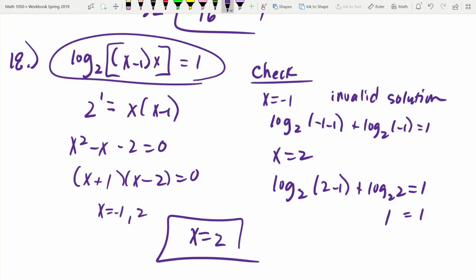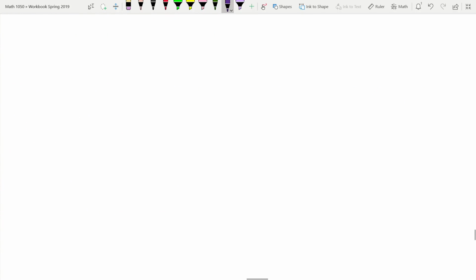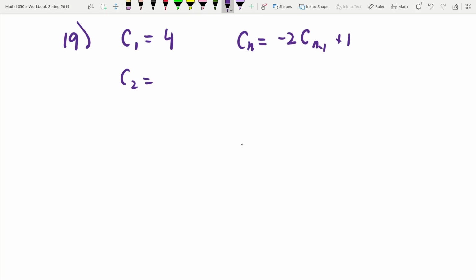Okay? Number 19. This is a recursive sequence. So you know the first term is 4, and then c sub n is -2 times c sub n minus 1 plus 1, and they want c sub 4. So look, c sub 2, c sub 3, c sub 4. What you have to know is this notation, all that means is the previous term.